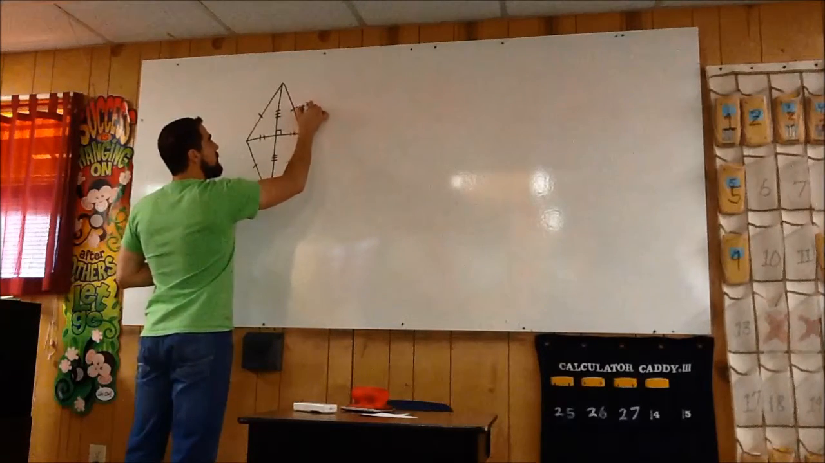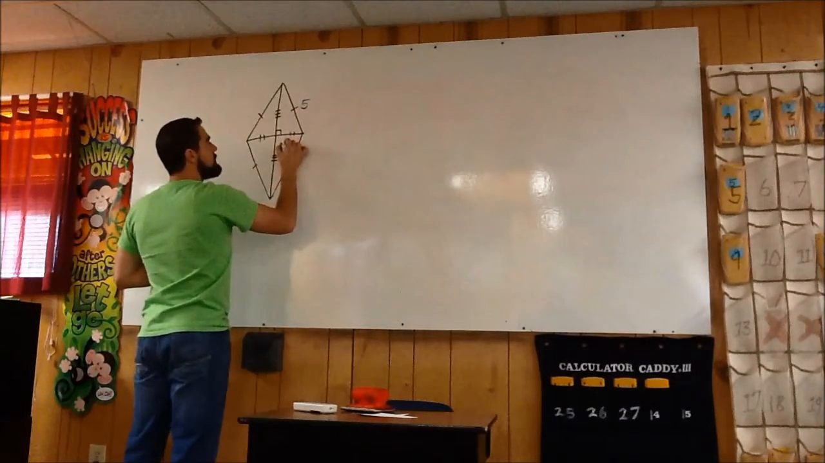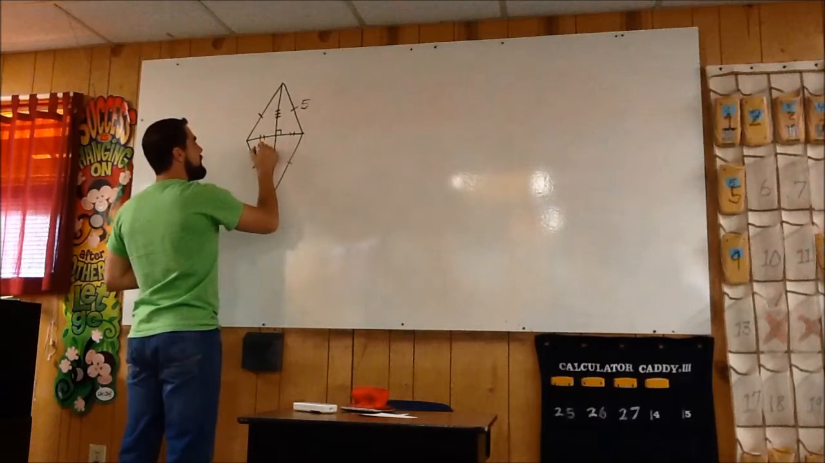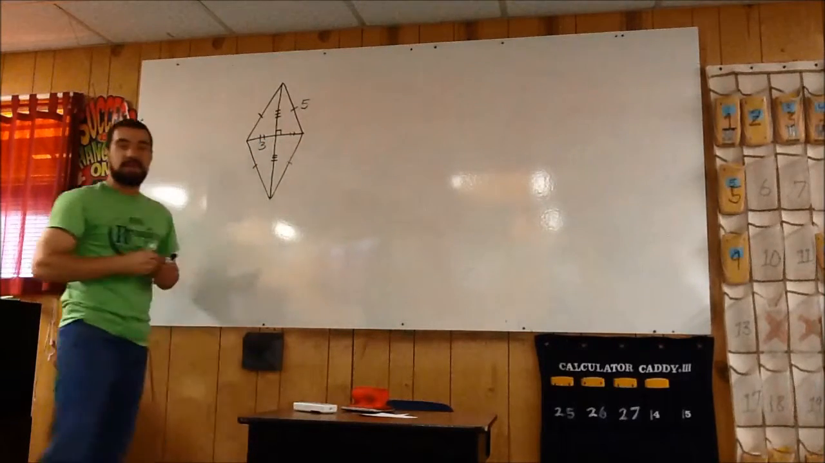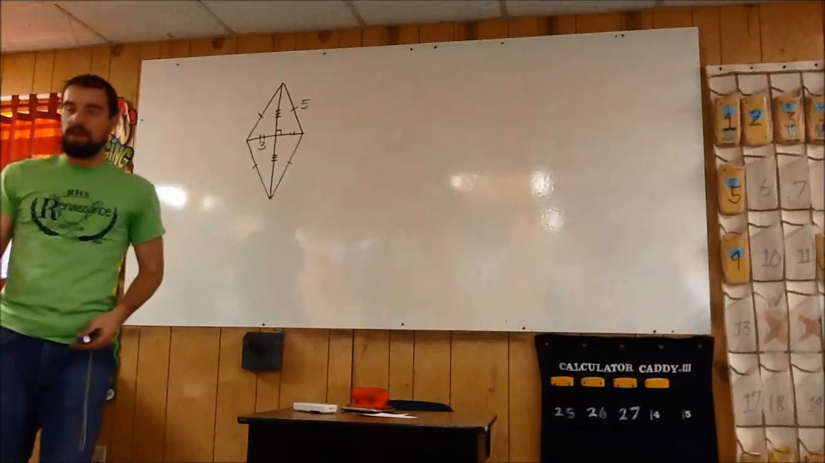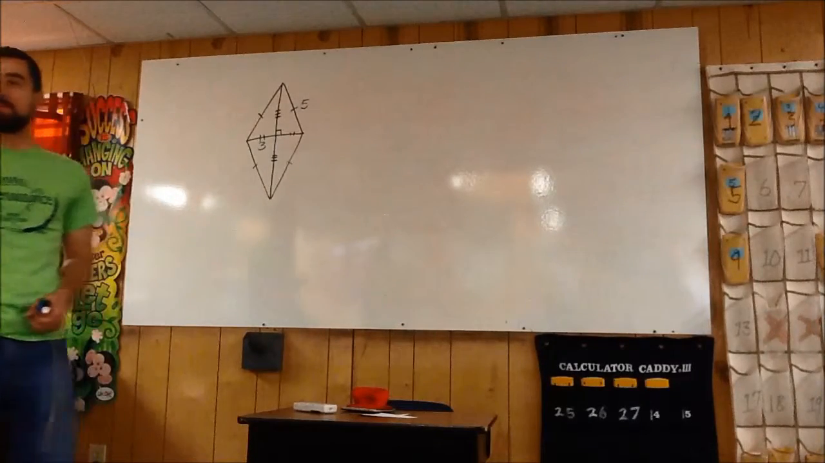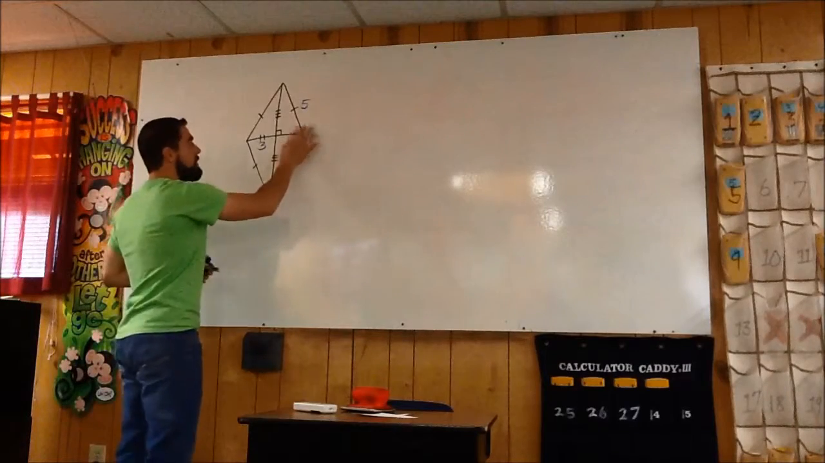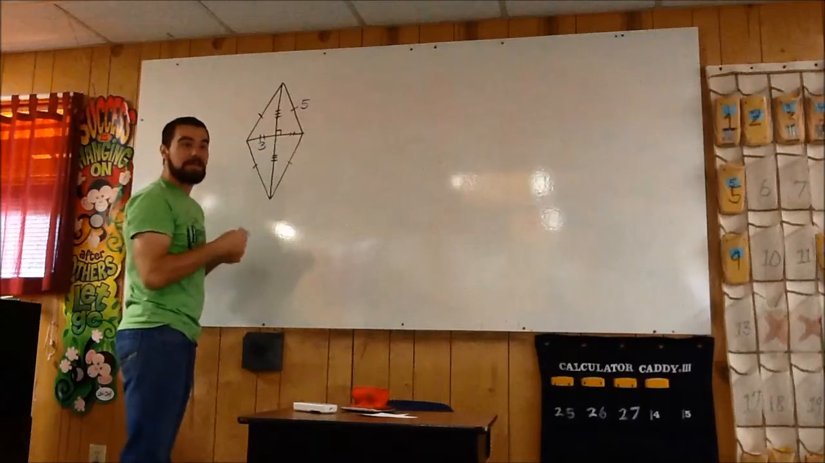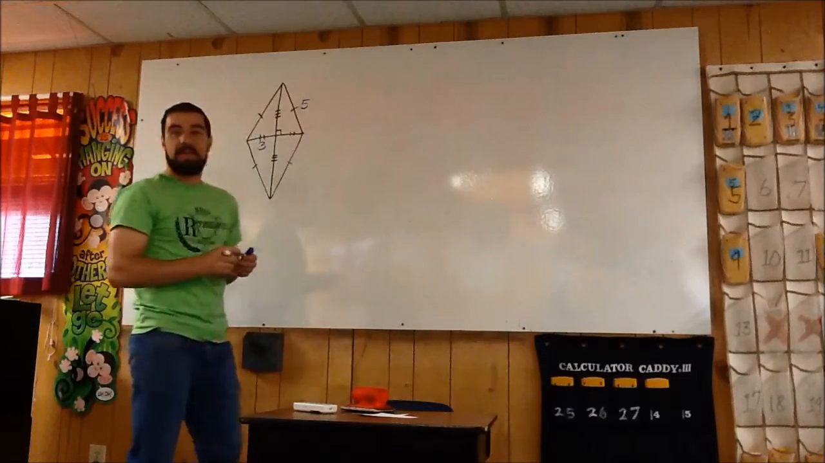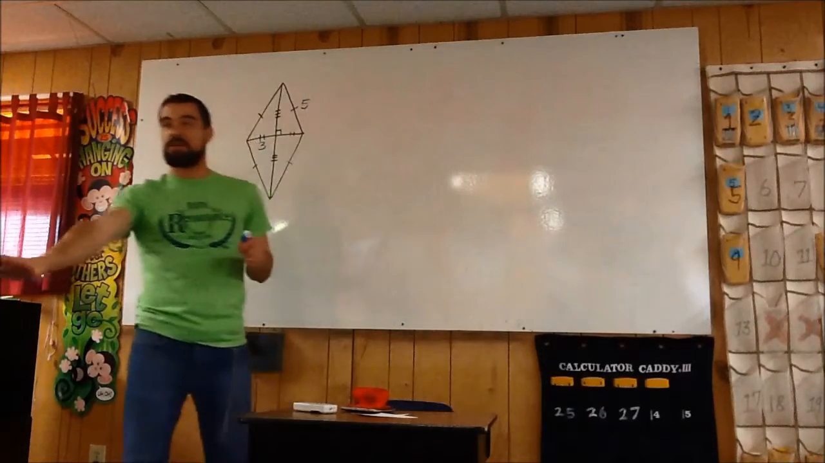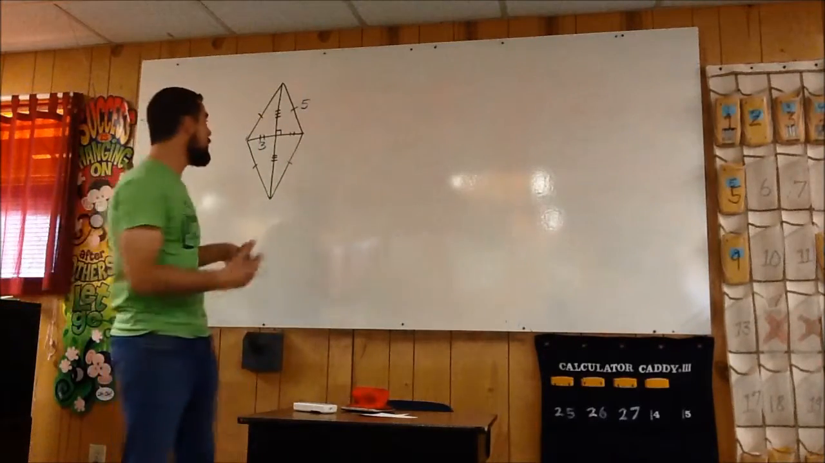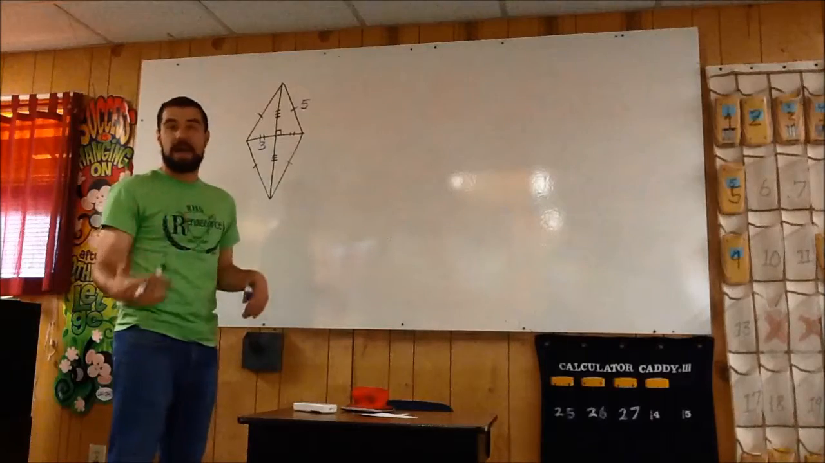Okay. If I told you that this was 5, and then this guy right here was 3. This is enough information for us to determine the area of this rhombus. Okay. One way of going about this is, let's pretend that we didn't have this formula chart. We didn't know the formula for a rhombus, and we're trying to figure this out.